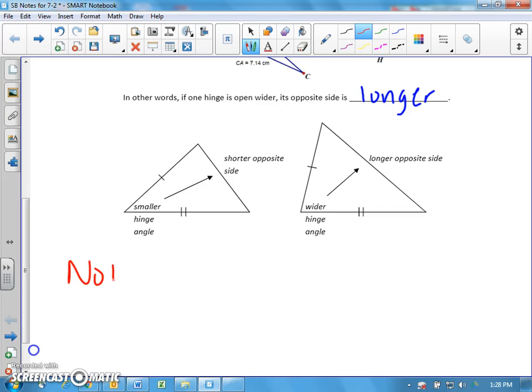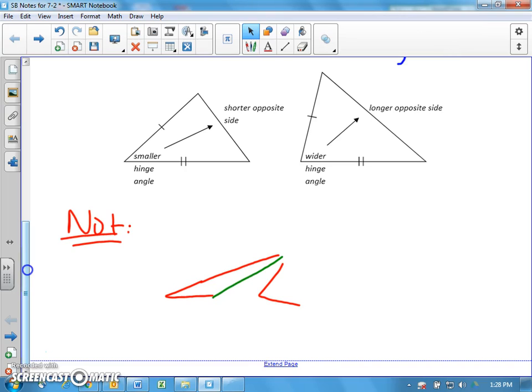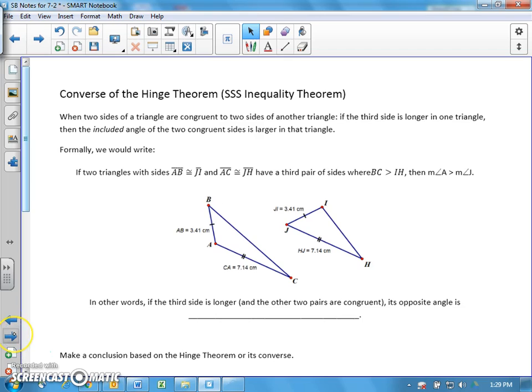As an example to show what we are not talking about, let's take a small angle and a much larger angle. Clearly, the angle on the right is larger than the angle on the left. But if I extend my smaller angle here and enclose these to form a triangle, the green side is clearly longer than the blue side, even though it's across from a smaller angle. This is not the hinge theorem because my sides are not congruent. Be careful with this, and don't let that confuse you.